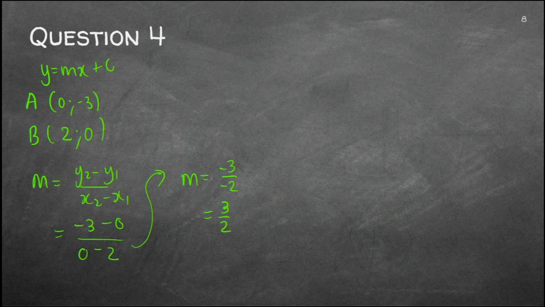Now, very important, I can say y is equal to 3 over 2 x plus c. But what do we know about c? That's the y-intercept. Your coordinate A is the y-intercept.